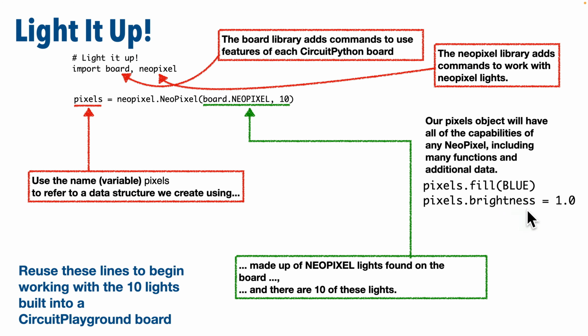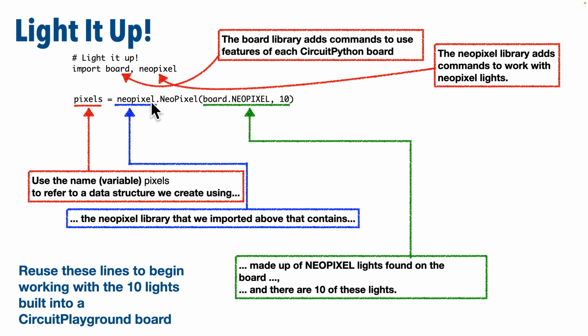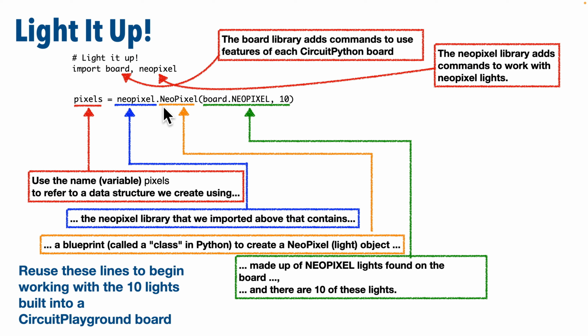It'll also contain values that we can change, for example, to alter the brightness of lights, and NeoPixel objects have all sorts of additional capabilities. So this neopixel library up here that we imported with all lowercase contains the blueprint for creating a NeoPixel object, capital N, capital P, whether it's on the board or whether it's clipped to the pad.